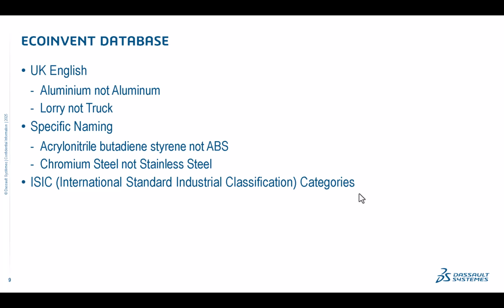Another important tip is that often in business value definition when searching for human activities, very specific naming is used. So if I were looking for ABS plastic, I may have trouble finding ABS plastic, but if I instead searched for acrylonitrile butadiene styrene, then I would find the equivalent of ABS plastic. Another example is looking for chromium steel as opposed to stainless steel. One thing that can be helpful is if you are familiar with the International Standard Industrial Classification categories, or the ISIC categories, you can use those to filter the list of human activities.